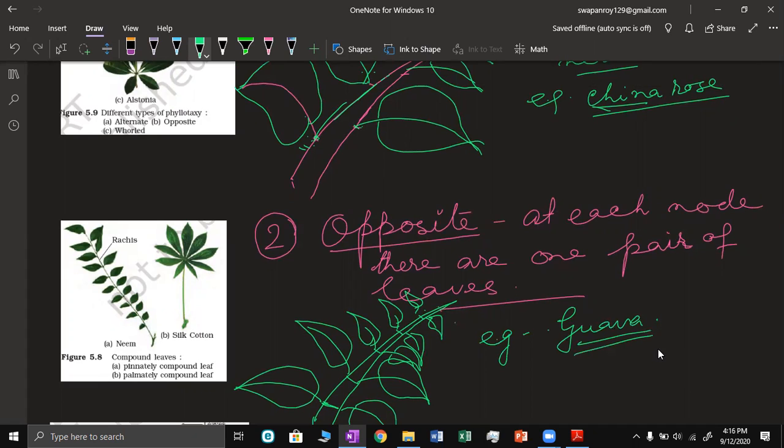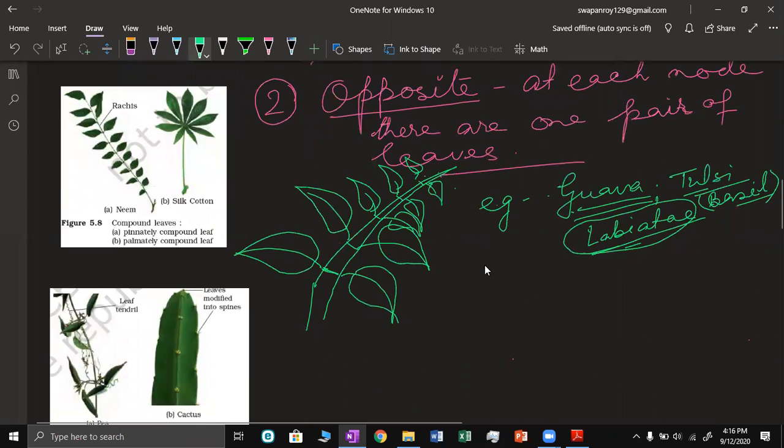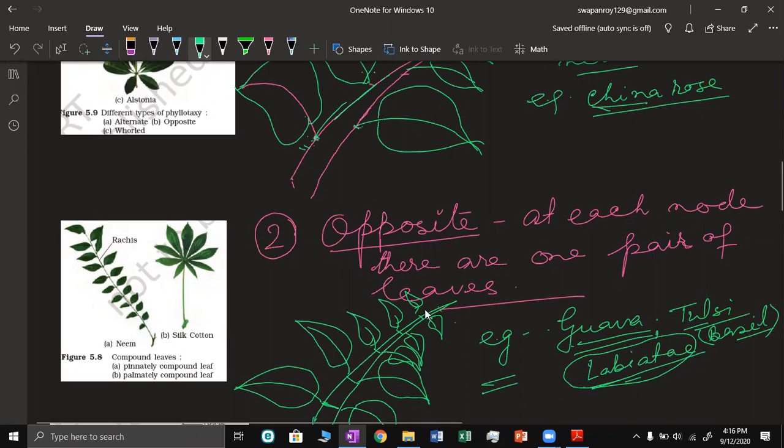Then tulsi, basil, etc., in the family Labiatae. In Labiatae or Lamiaceae, all the plants have this opposite type of phyllotaxy. So it is fixed and it is a characteristic feature.